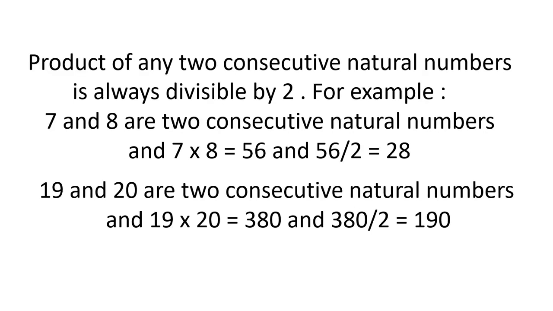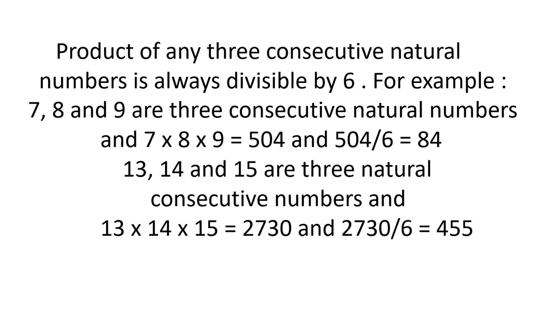Product of any two consecutive natural numbers is always divisible by 2. For example, 7 and 8 are two consecutive natural numbers, and 7 into 8 is equal to 56, and 56 by 2 is equal to 28, which shows that 56 is exactly divisible by 2. 19 and 20 are again two consecutive natural numbers, and 19 into 20 is equal to 380, and 380 by 2 is 190, which again tells us that 380, the product of two consecutive numbers 19 and 20, is exactly divisible by 2.